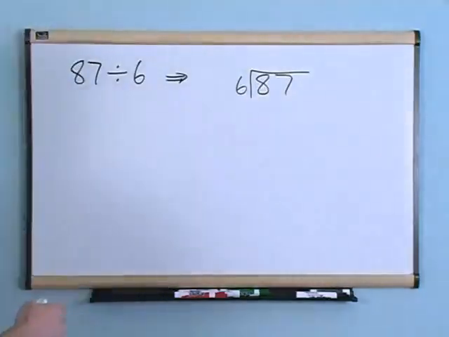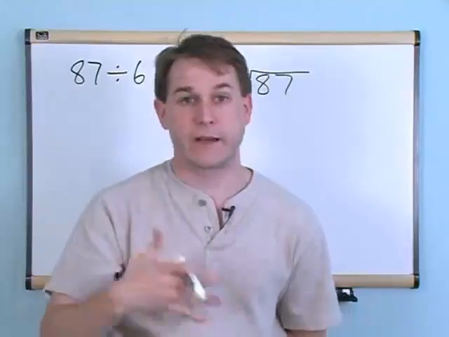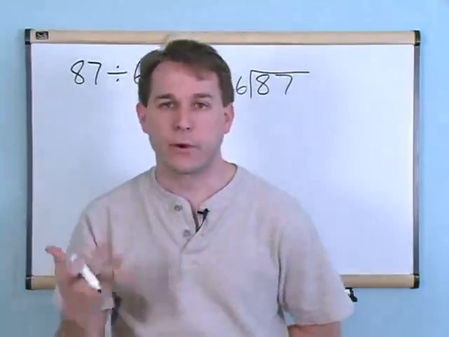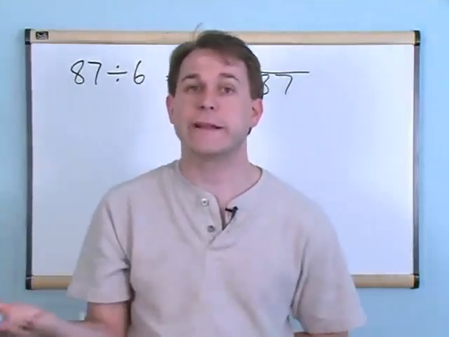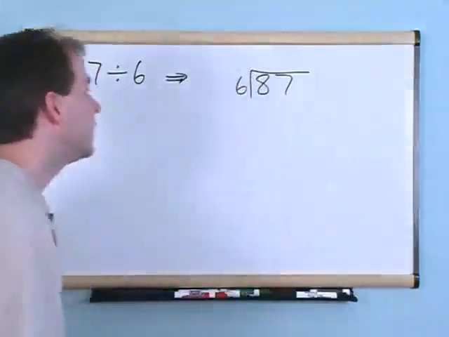Okay, so the first thing you're going to do, I don't know what 6 times what would equal 87. Okay, 87 is a pretty big number. And I don't know off the top of my head what times 6 is going to equal 87. So we're going to use this. We're going to break this problem into pieces, and we're going to solve it like that.